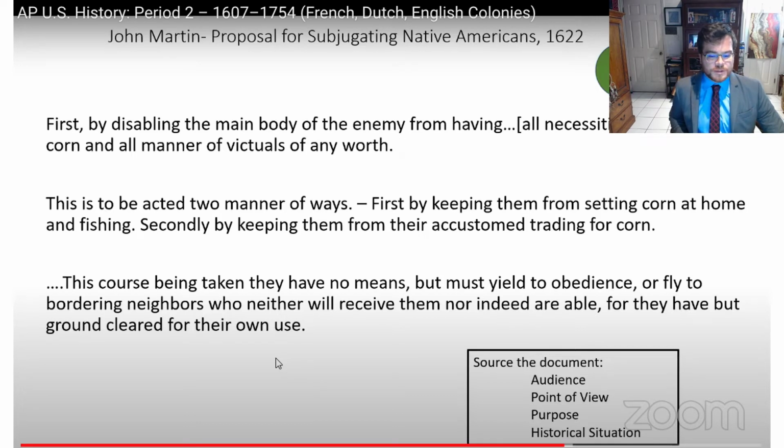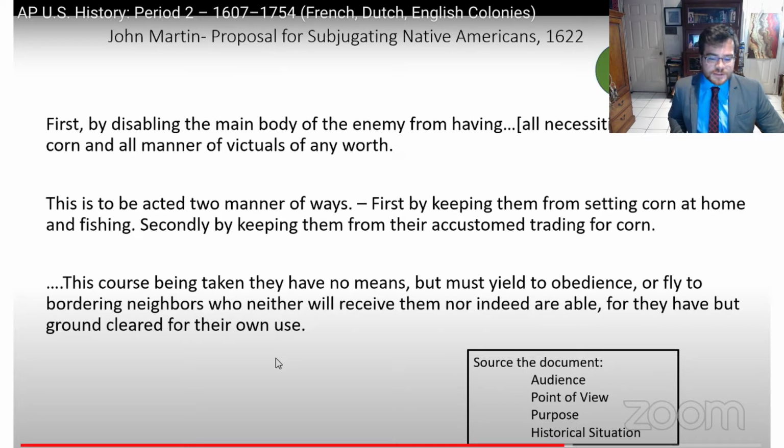So, what's the purpose of this document? To illustrate a method for trying to control the Native American populations, right? And the audience might be the government or the legislative bodies who would be making domestic policy with the Native Americans, right?